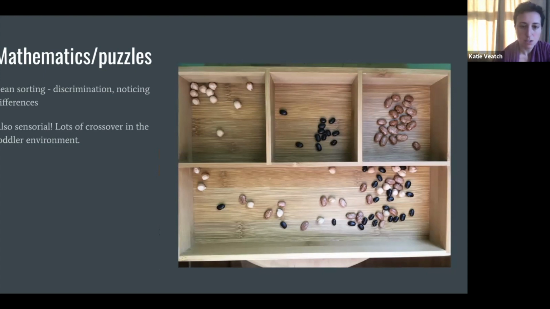And then also this is sensorial, right? Because it's a touch practice. So there's lots of crossover in our toddler environment. Okay.